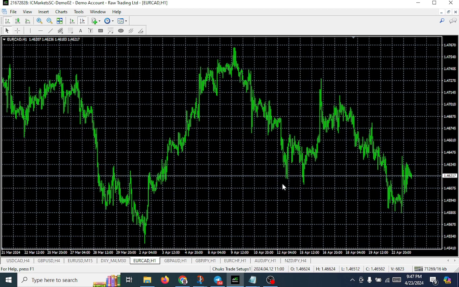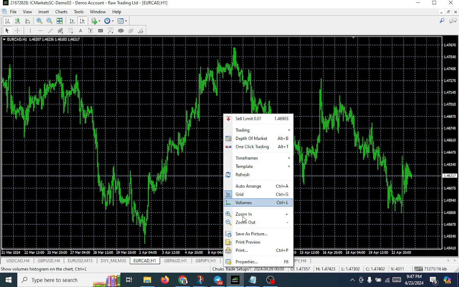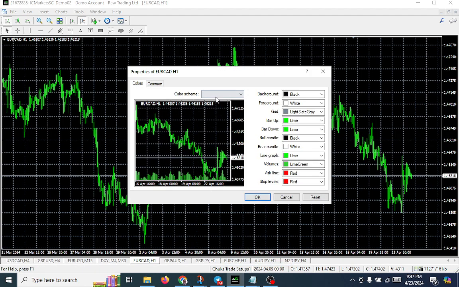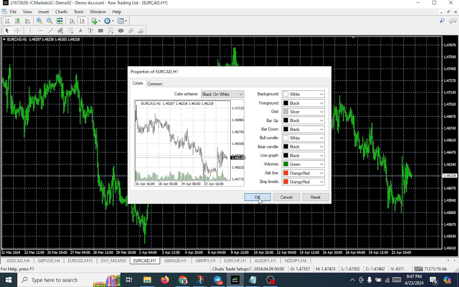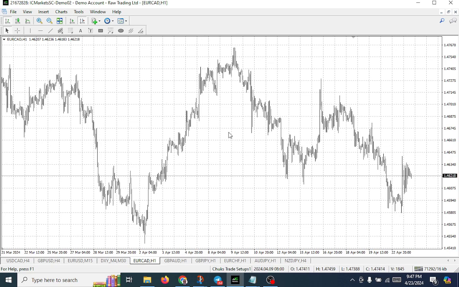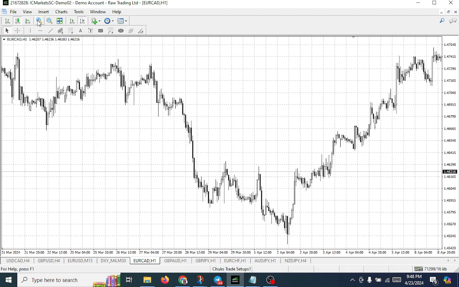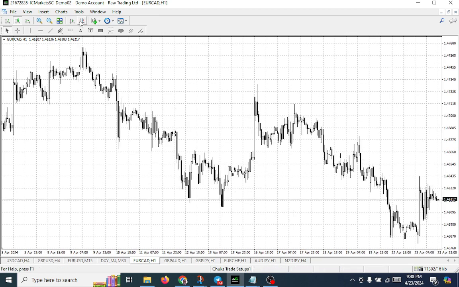Let me take you through the process of setting up your chart. When you come to MT4, this is the default screen. First of all, you right click, go to properties, and on the color scheme, you just click it and select black or white, and you say OK. It's as simple as that. Then you switch the line graph or the bar chart to candlestick. When we switch it to candlestick, just zoom in on your chart and reset it.